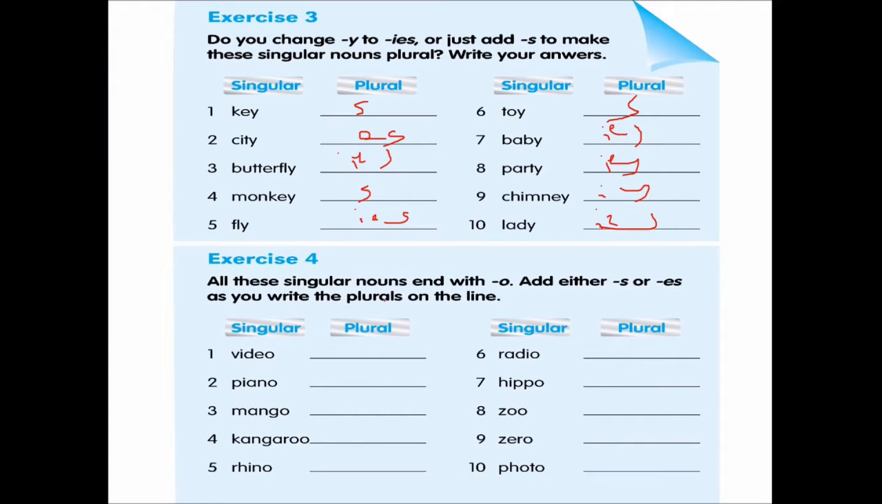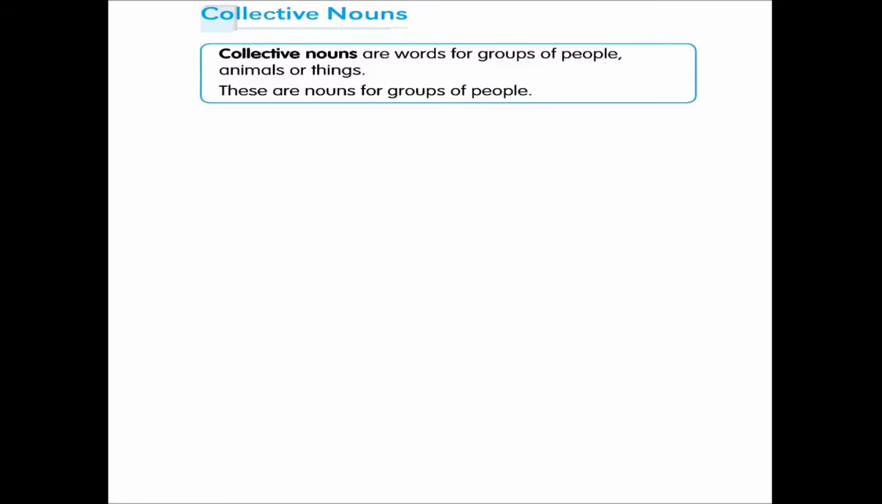Fourth, all these singular nouns end with O. So either you add S or E-S as you write the plurals on the line. So, video, videos will be S. Pianos, mango, mangoes, kangaroo, kangaroos. Now, kangaroo we have already seen, so it will be just S. Rhinos, hippo, we have seen, will be only hippos, zoos, zeros, photos, radios, okay.